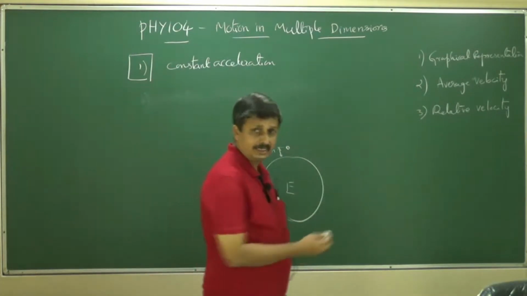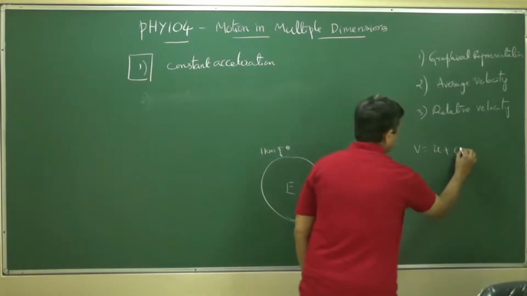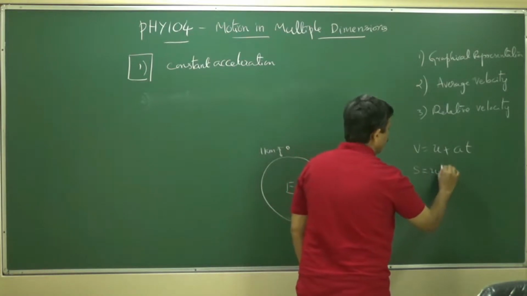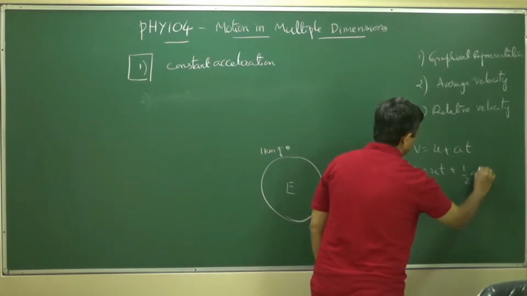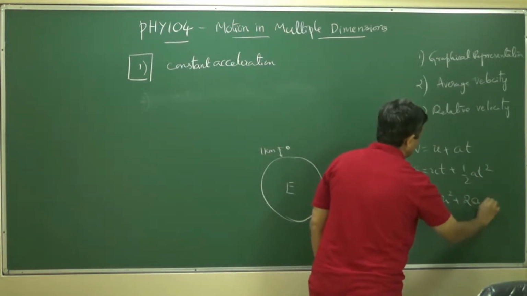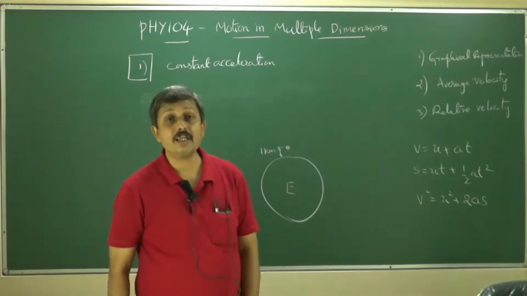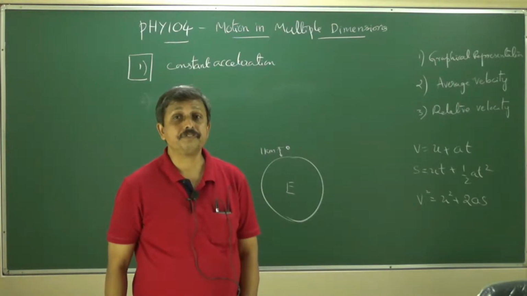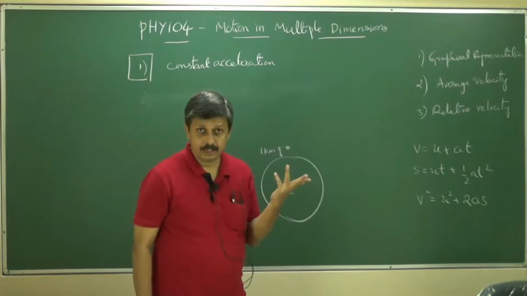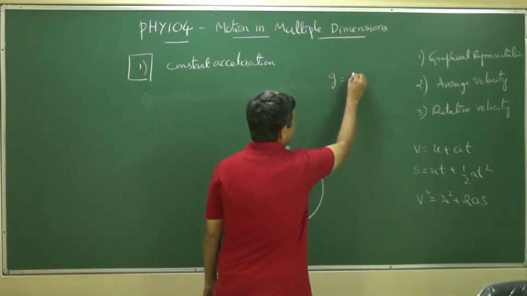So we used to have these three equations. What are those? v is equal to u plus at, s is equal to ut plus half at square, and v square is equal to u square plus 2as. These are the three kinematic equations which we kept using. However, in this scenario, it is very straightforward what equation you want to use. In our case, acceleration we take as g, which is 9.8 meter per second square.